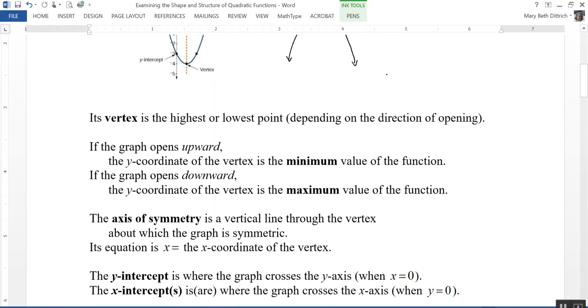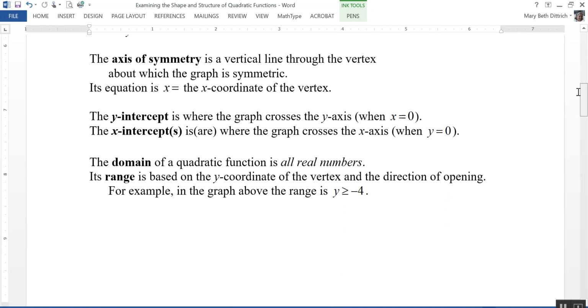The axis of symmetry is a vertical line that passes through the vertex about which the graph is symmetric. Its equation is x equals the x-coordinate of the vertex. Since it goes through the vertex, its equation is going to be based on the coordinates of the vertex. The y-intercept is where the graph crosses the y-axis, that is, when x is equal to 0. And the x-intercepts are where the graph crosses the x-axis, when y is equal to 0.